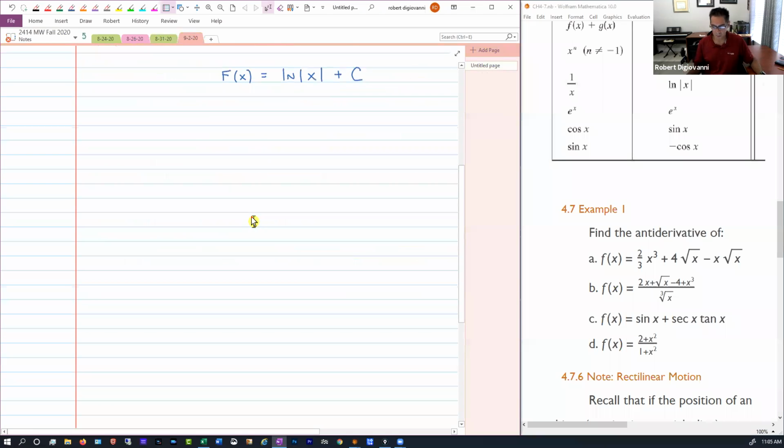And I really like to put problems like this on exams. Something like if little f of x is equal to 2x plus the square root of x minus 4 plus x cubed all over the cube root of x.